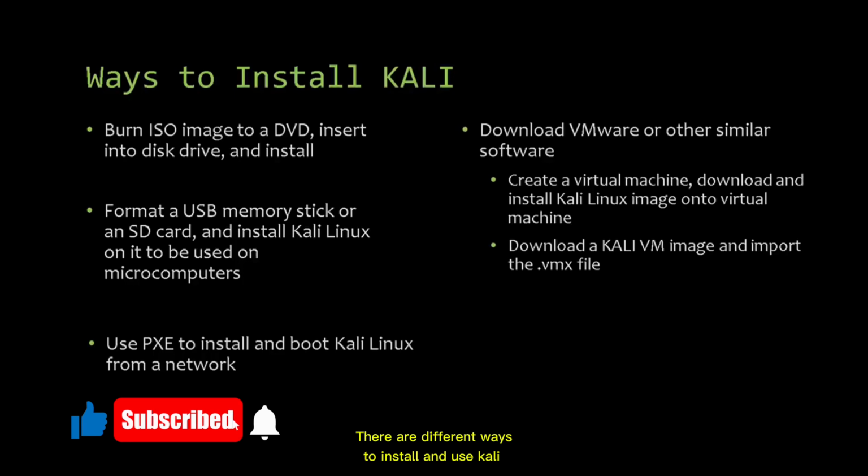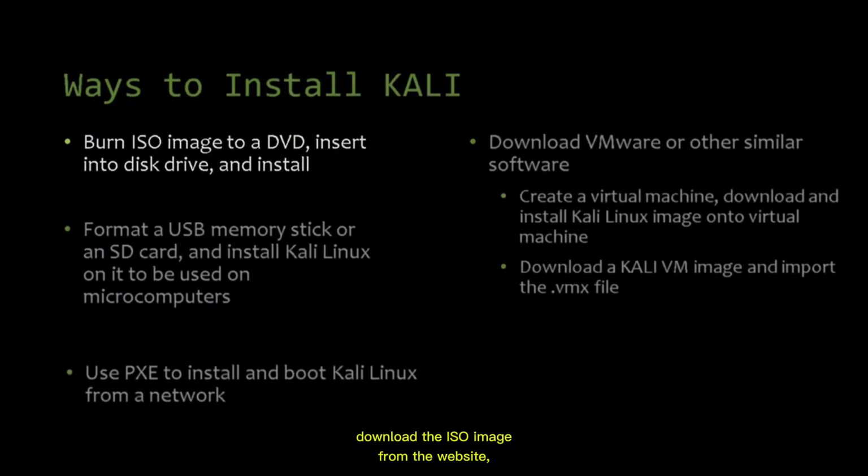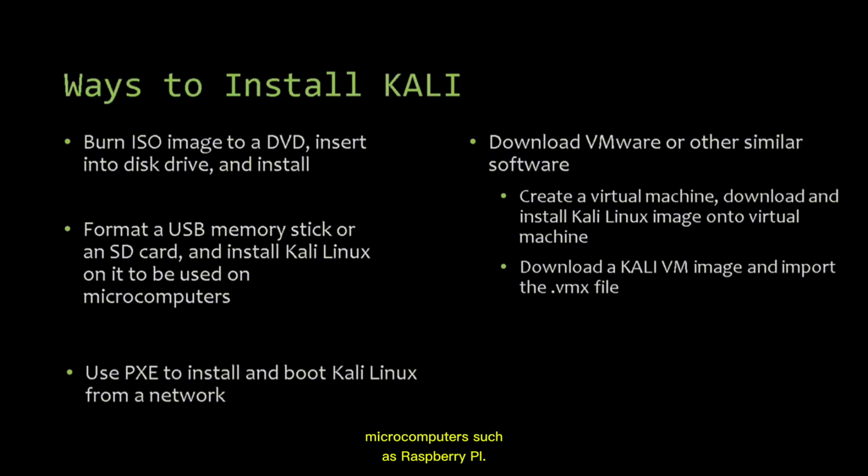There are different ways to install and use Kali. The first approach is to download the ISO image from the website, burn it to a DVD, and install it from there. The second approach is to install Kali Linux on an SD card or a USB memory stick and boot from there. Mainly this is used for microcomputers such as Raspberry Pi.